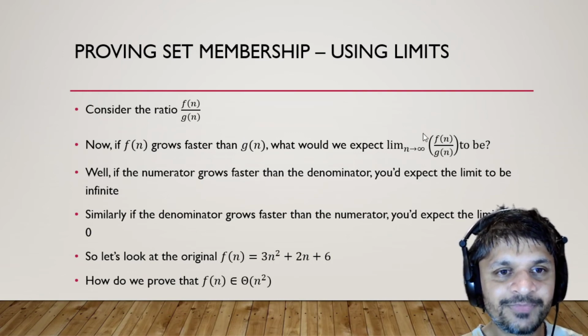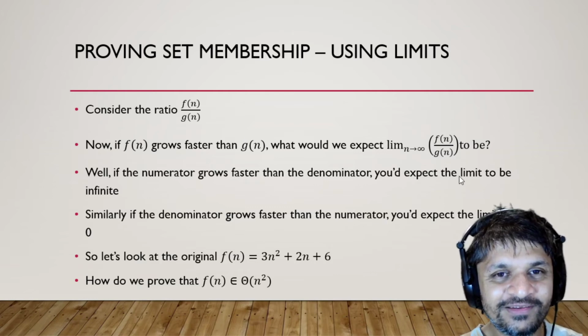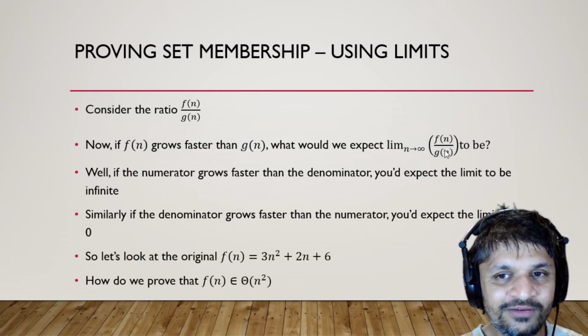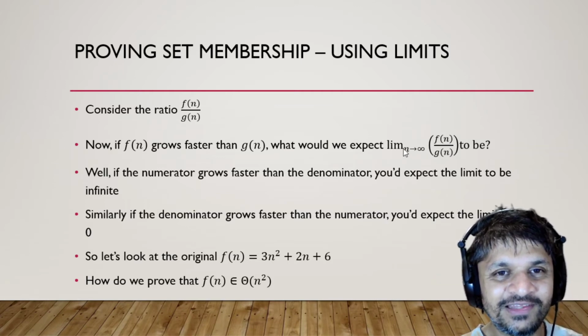Makes sense, right? Similarly, if the denominator grows faster than the numerator, so if g of n grows faster, you'd expect this quantity here to be getting smaller and smaller. And so eventually in the limit, you'd expect the limit to be 0.